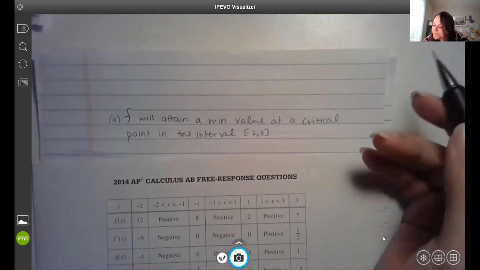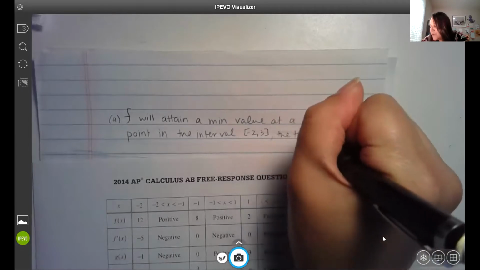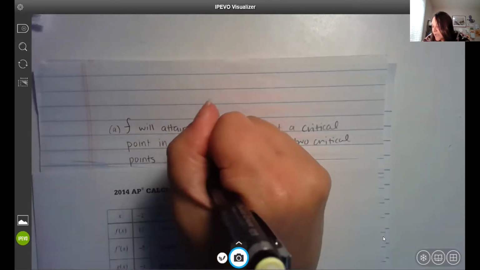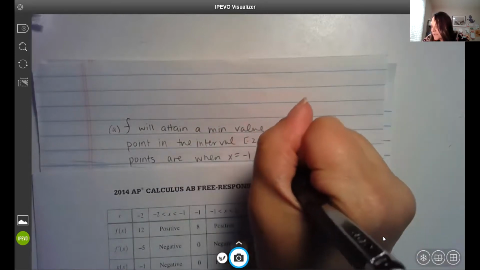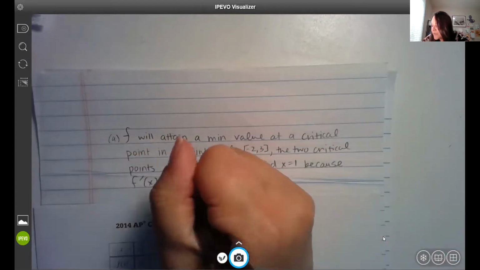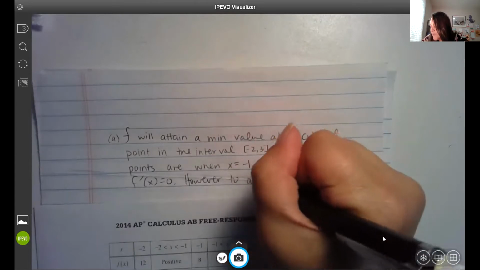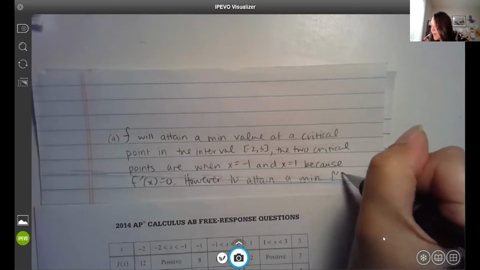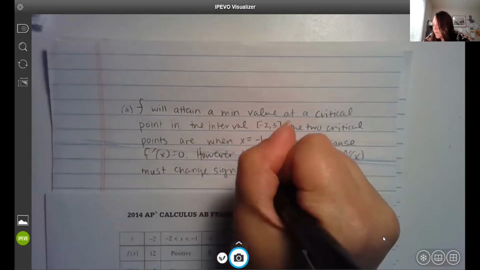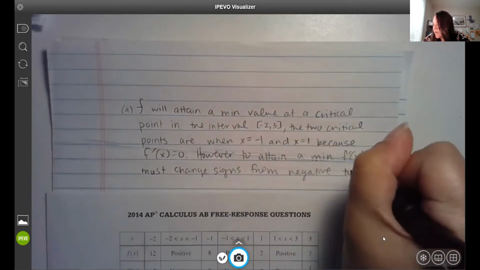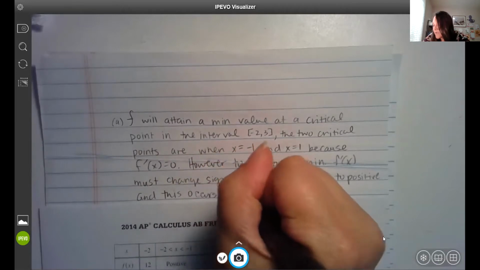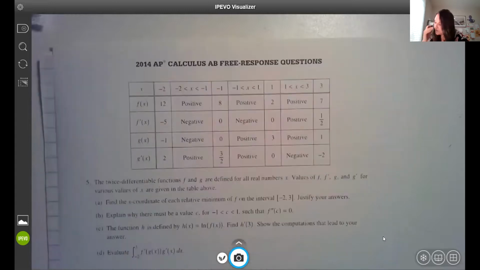So f attains a minimum value at a critical point in the interval. The 2 critical points are when x equals -1 and x equals 1, because the derivative f prime of x is equal to 0. However, to attain a min, f prime of x must change sign from negative to positive, and this occurs when x equals 1. So find the x coordinate of each relative min and then justify your answer.